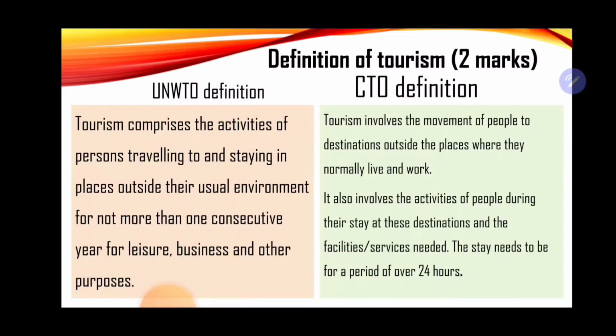Now, as it relates to the definition from CTO, tourism involves the movement of people to destinations outside the places where they normally live and work. It also involves the activities of people during their stay at these destinations and the facilities or services needed. The stay needs to be for a period of over 24 hours, right? Now, to be considered a tourist, the person has to stay for a minimum of 24 hours, but less than a year, right?